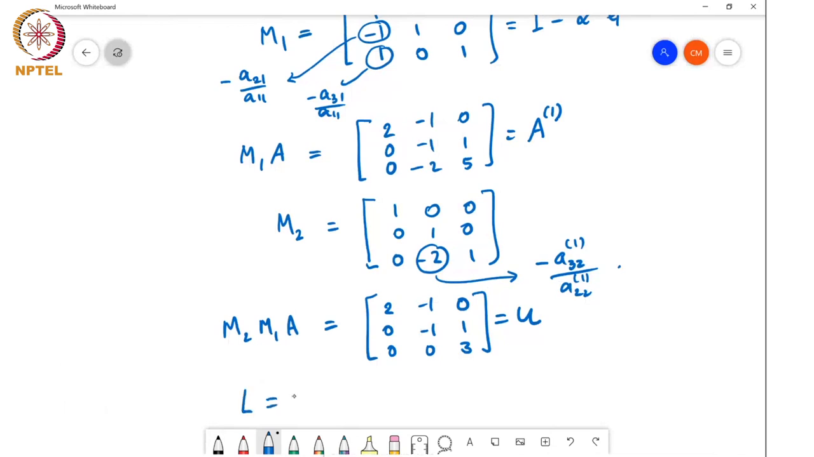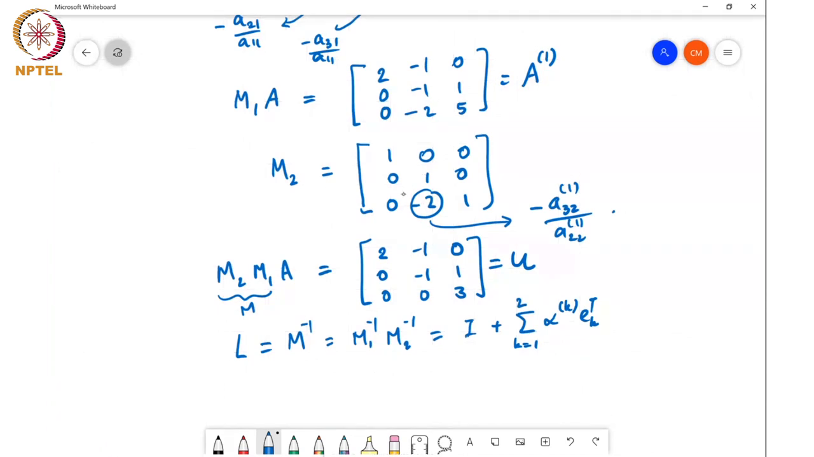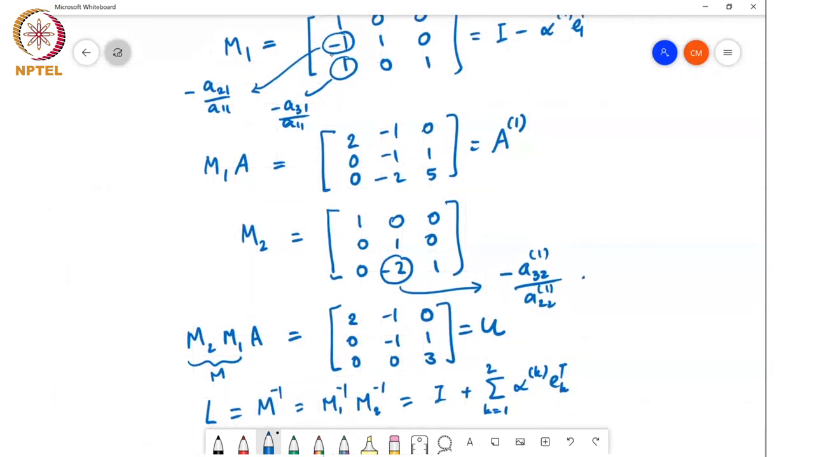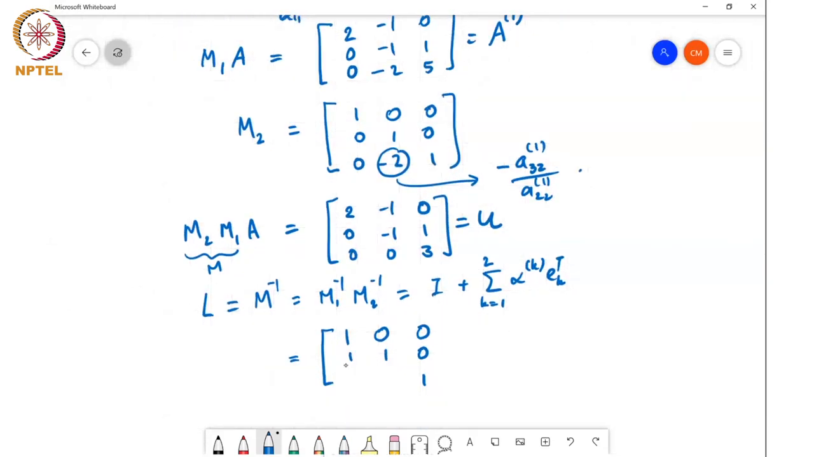And L, which is equal to M inverse. So if I call this matrix M, it's M inverse, which is M1 inverse, M2 inverse. This will be equal to I plus sigma k equal to 1 to 2 alpha k ek transpose. And once again, all I have to do is to invert the signs of these things and place them below the main diagonal. So I'll have this 1, 0, 0, 1, 0, and 1 here. And below this, I just have to place the negative of this quantity. So it will become 1 minus 1. And below this, I have to place the negative of this quantity. So it will become 2. So this is my matrix L.